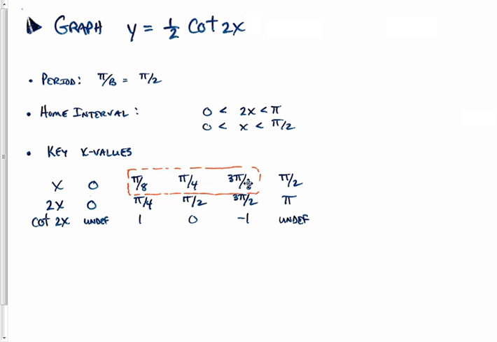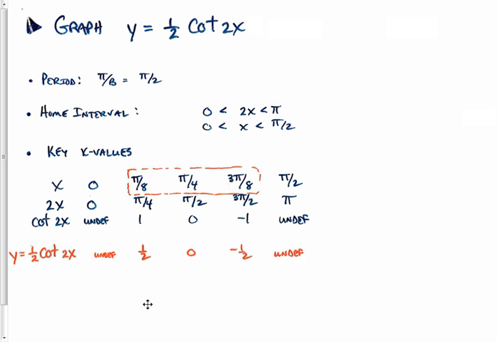If x is 3 pi over 8, 2 times x is 3 pi over, actually, that should say 3 pi over 4. I just noticed that. This is a 3 pi over 4, not a 3 pi over 2. And the cotangent of 3 pi over 4 is negative 1. And we get over here, if x is pi over 2, 2 times x is pi, and the cotangent of pi, or 2x, would be undefined. So that, again, indicates where we have our vertical asymptotes.